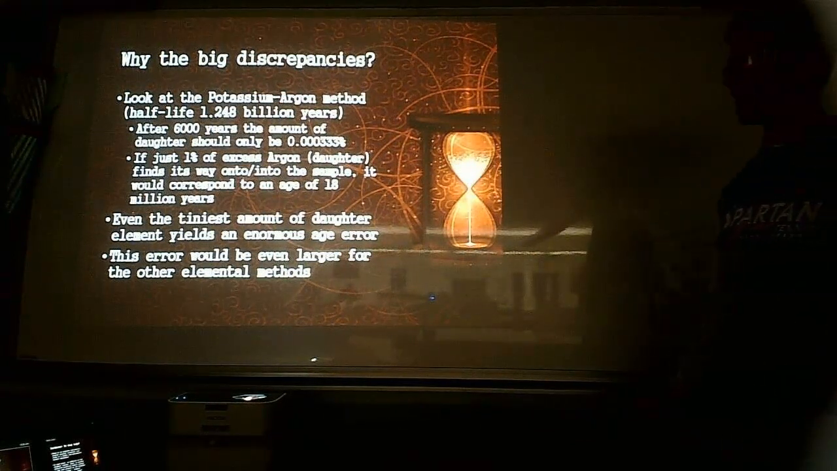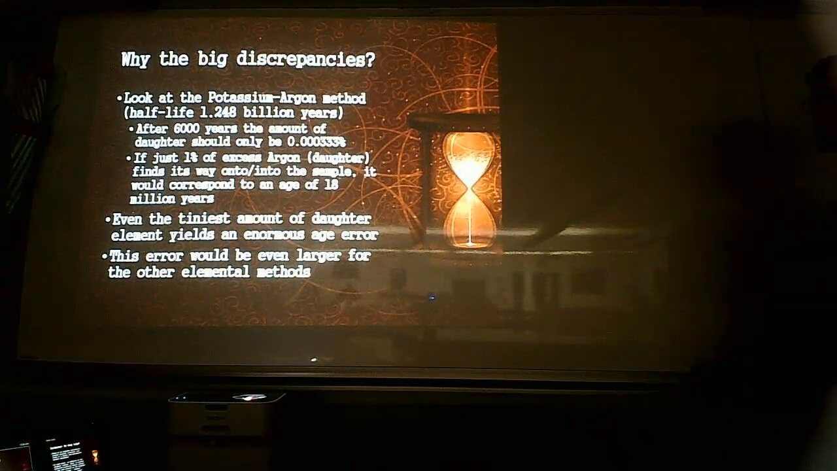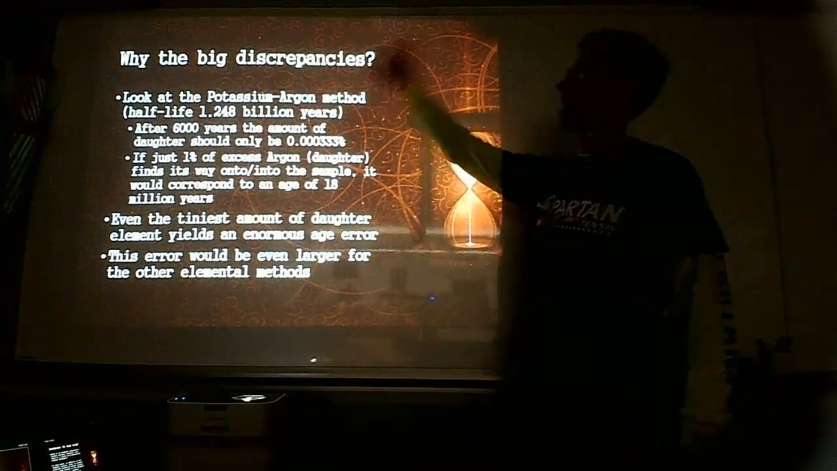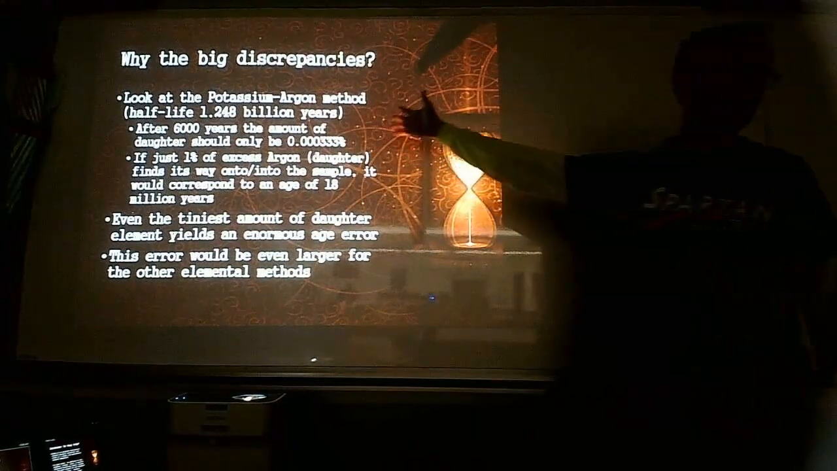molecule. Even the tiniest amount of daughter element yields an enormous age error. This error would be even larger for the other elemental methods because their half-lives are much larger than this number right here, some even going into the 100 billion year range.